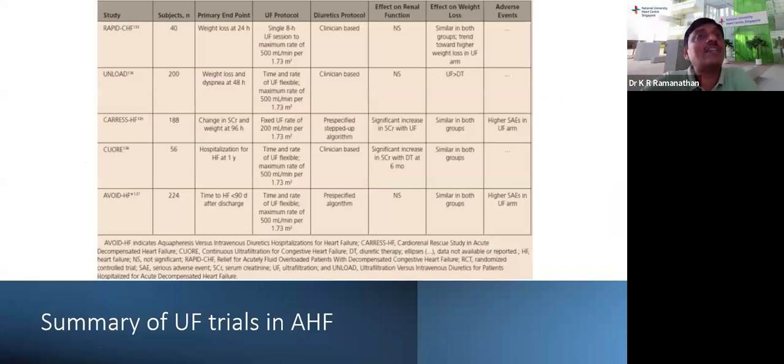published as part of ultrafiltration in type 1 CRS. As I said earlier, ultrafiltration was favored more than diuretic therapy in the UNLOAD study, but all other studies, including the AVOID-HF, the CARRESS-HF studies, have all shown that the outcomes are similar in both groups. In fact, some of them even showed a higher risk of side effects with ultrafiltration arm. Going on to say, we all know dialysis involves an extracorporeal circuit, and clearly the complications cannot be undermined.